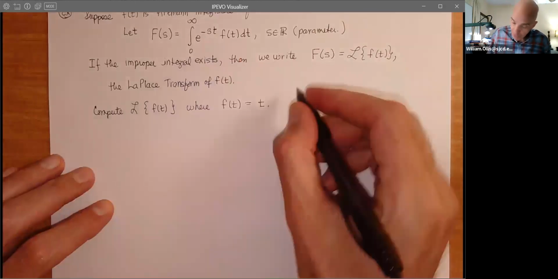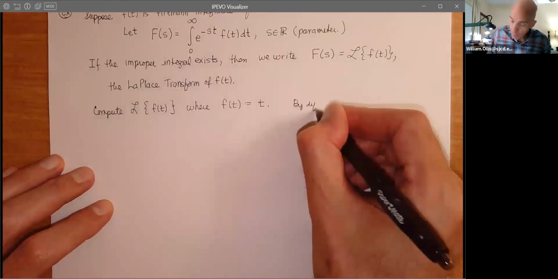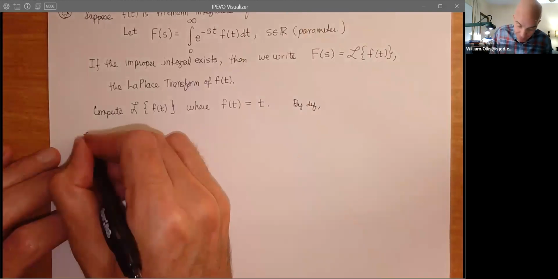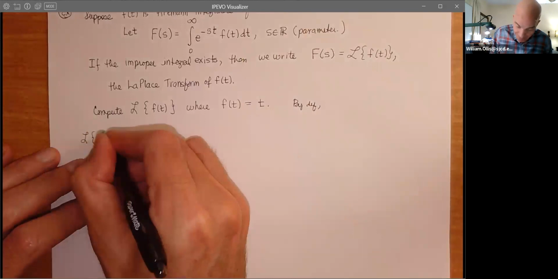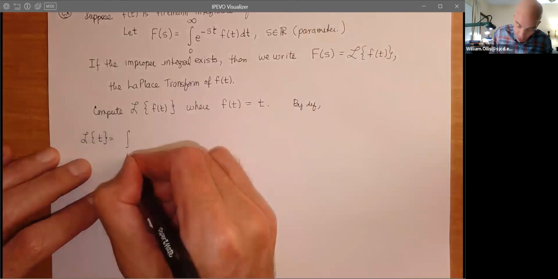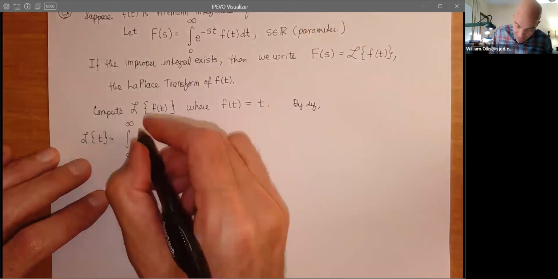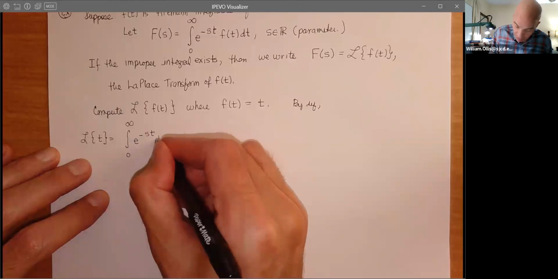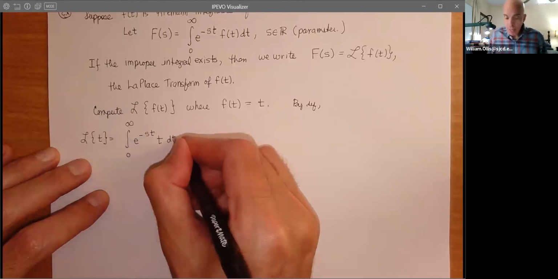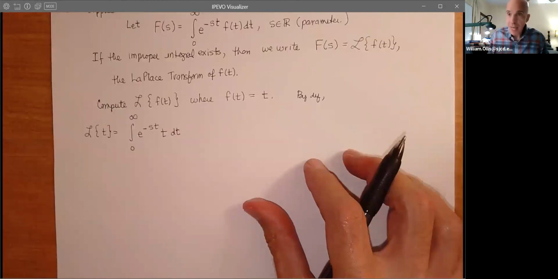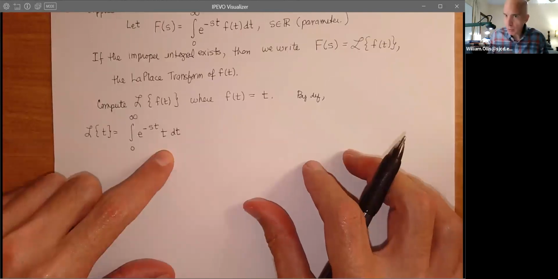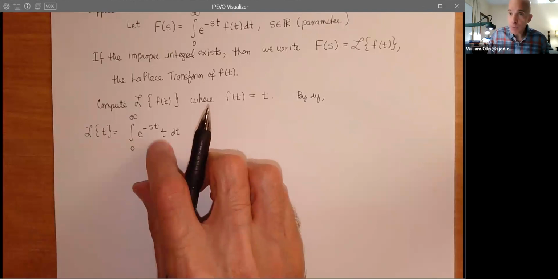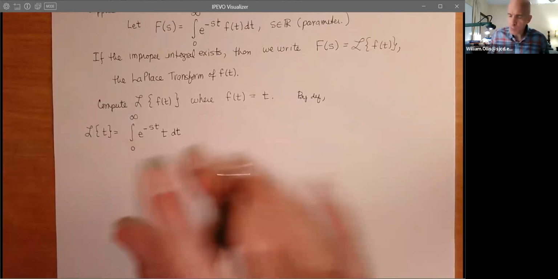So by definition, you can Google this and look at tables of Laplace transforms. By definition, L of t will be the improper integral from 0 to infinity of e to the minus st times t. Now, of course, this is like the problem that we did with the exponential times the cosine function, which, you know, that was good to know. But this integral is not as hard. It doesn't repeat. The t just differentiates to 0. So we can do this one by hand just for some practice.